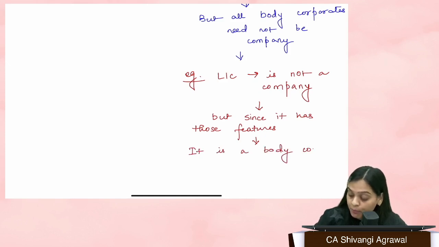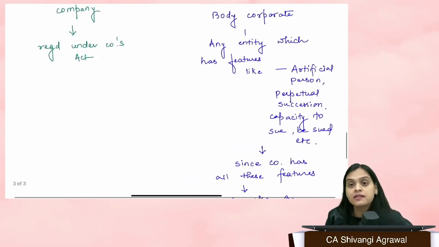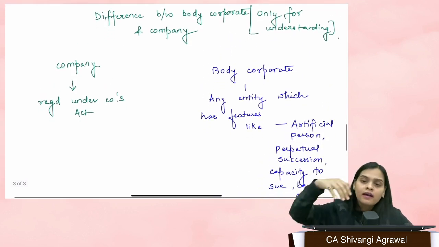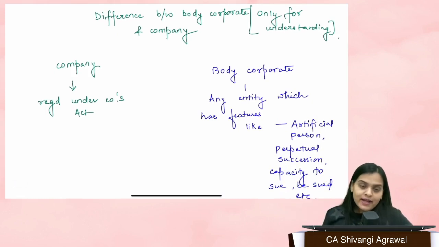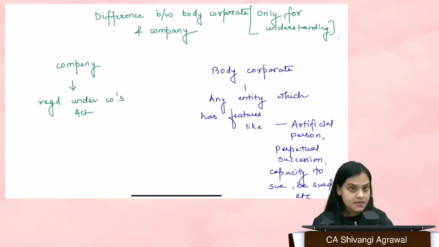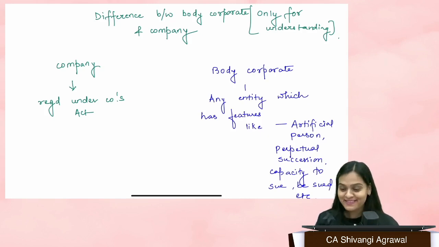So to become a company, you need to be established or registered or incorporated under Companies Act 2013. But to become a body corporate, all you need is these features. These features could be given to any entity, and that entity will be known as a body corporate. I hope this is clear. Right now, it is more than sufficient that you need to know.